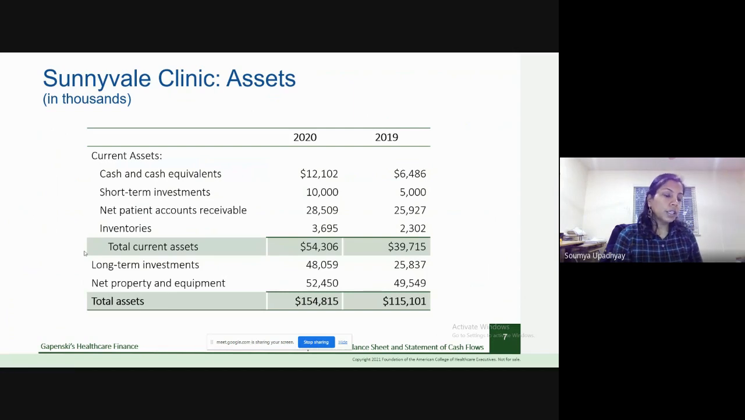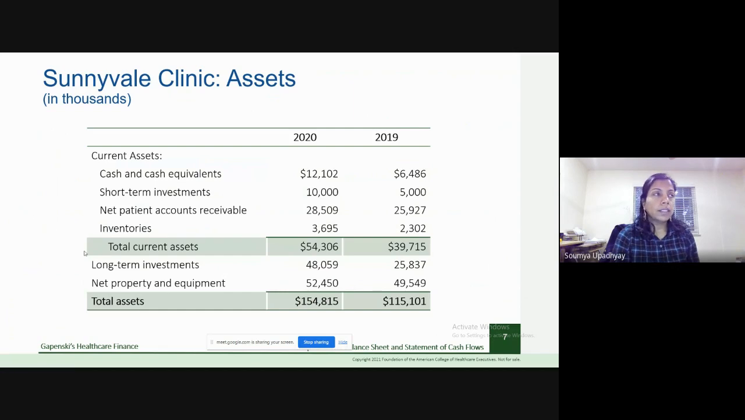Current assets are cash and other assets that are expected to be converted into cash within one accounting period, usually 1 year. So if you can liquidate it within 1 year, it is a current asset. But if it is a long-term investment, then it is not a current asset. It is a long-term asset.